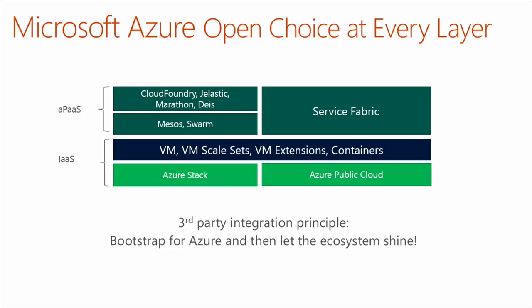The key principle that I would highlight is, when you approach any of these third-party platform as a service layers, we want to do what is absolutely necessary to bootstrap these ecosystems on Azure, and then let the ecosystem shine, right? Because a lot of these ecosystems, be it Cloud Foundry or Jelastic or Marathon or Deis, have value propositions which are foundational in that you can run on any cloud. Portability and agility are very important values for those ecosystems.